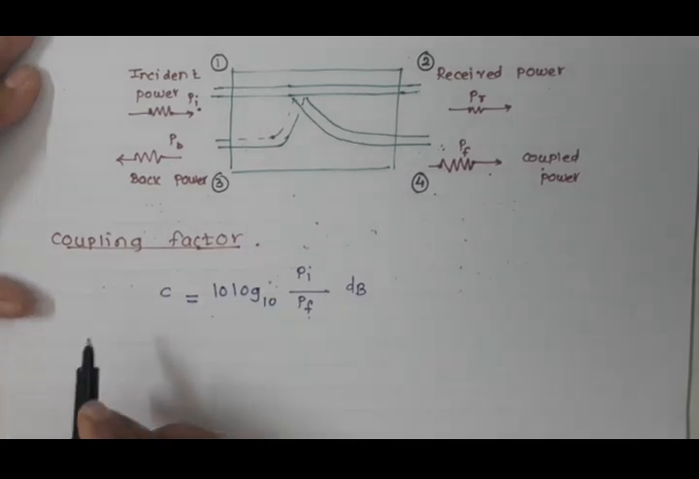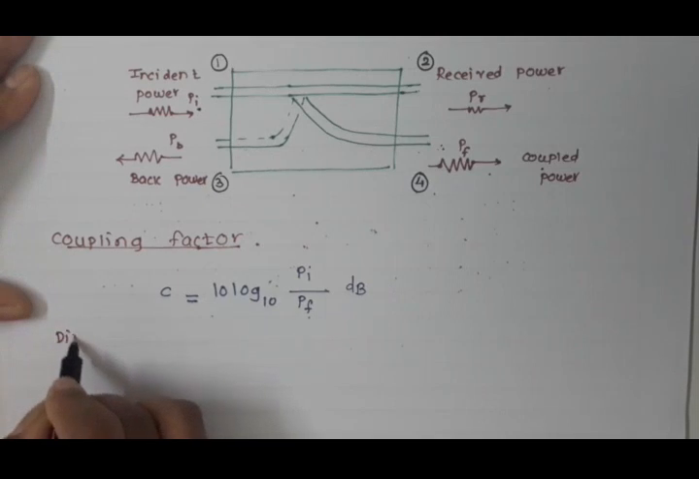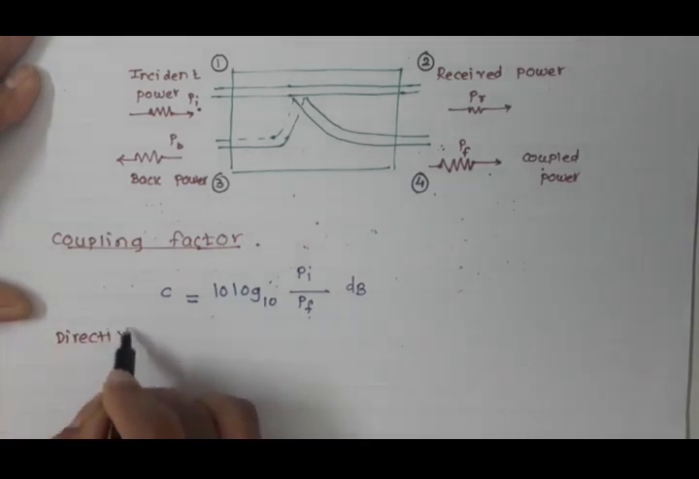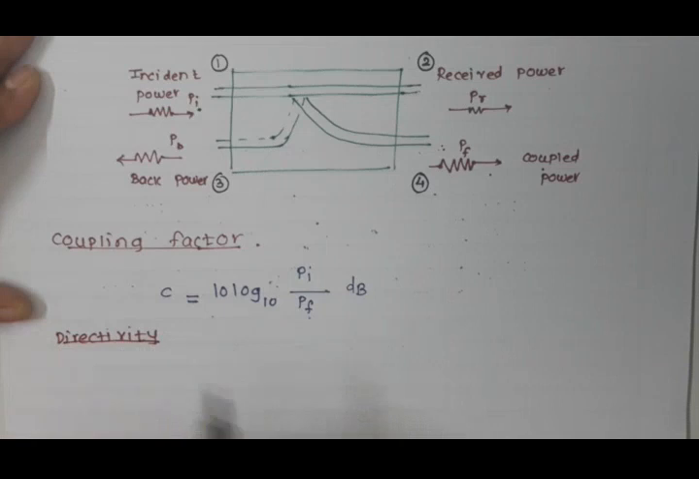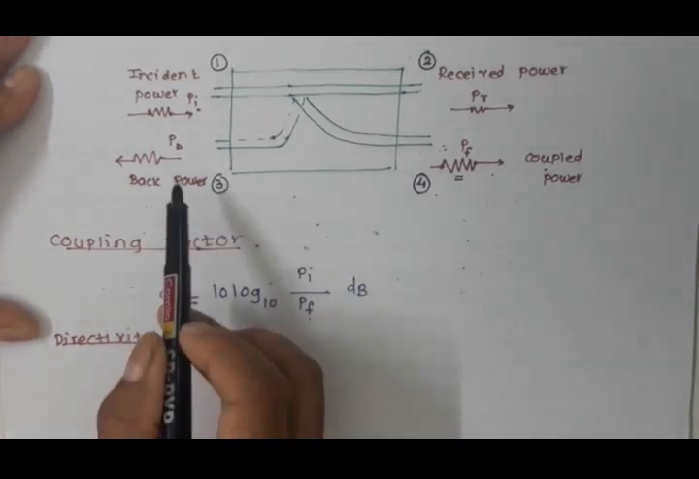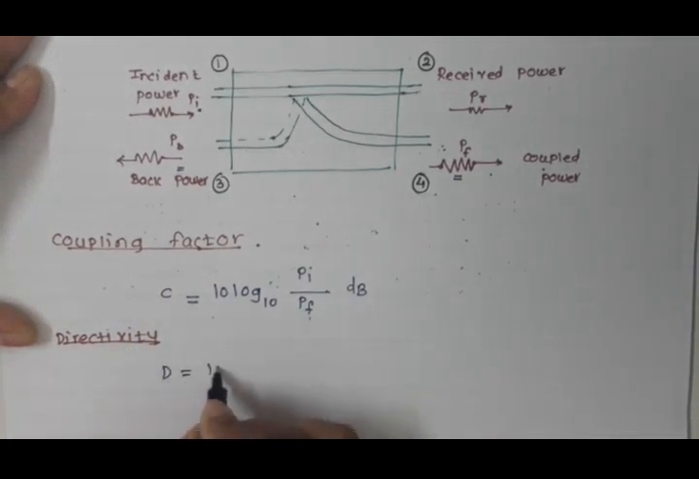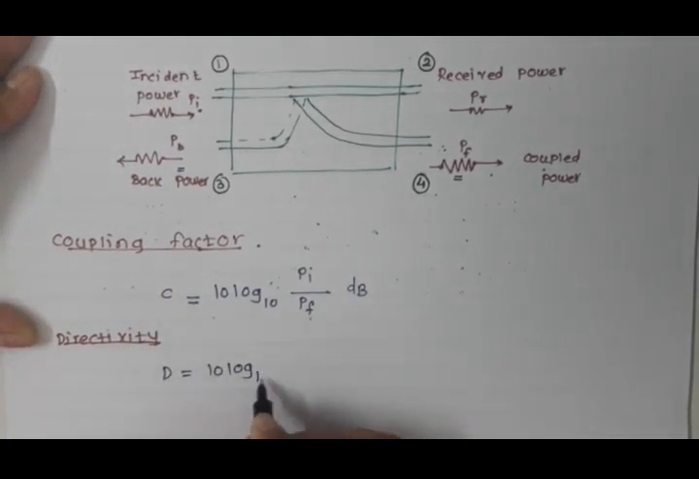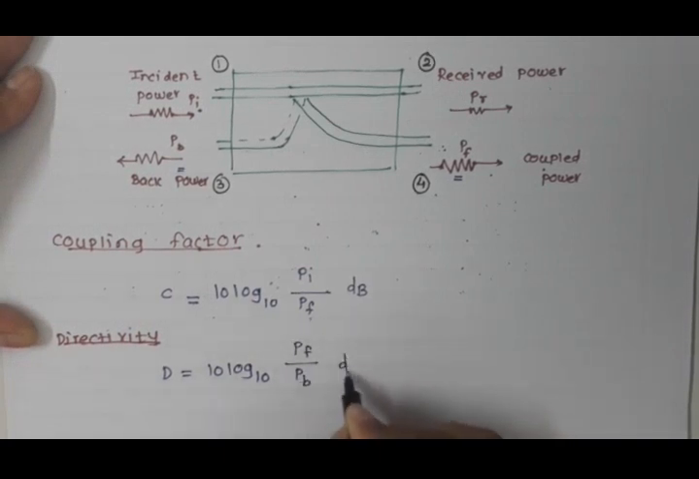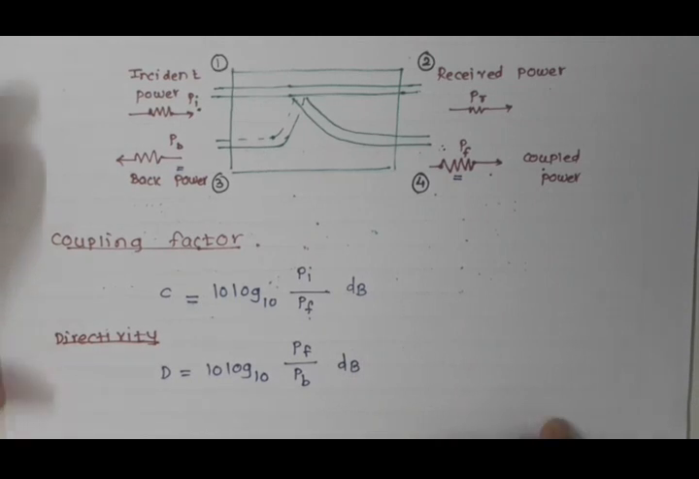The second parameter is the directivity. The directivity of the directional coupler is defined as the ratio of forward power, so this is the forward power and this is the back power. The ratio of these two powers will be called the directivity. So it will be 10 log to the base 10 of Pf by Pb. As we are talking in terms of power, it will be in dBs.